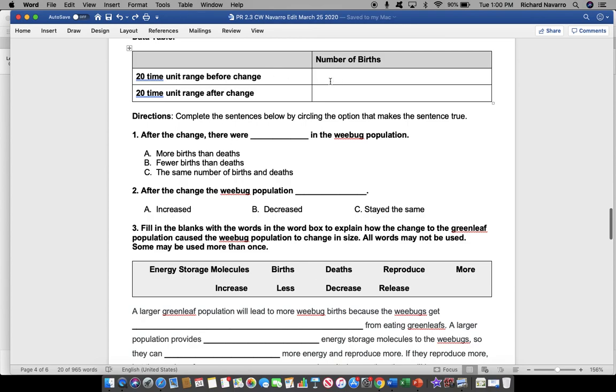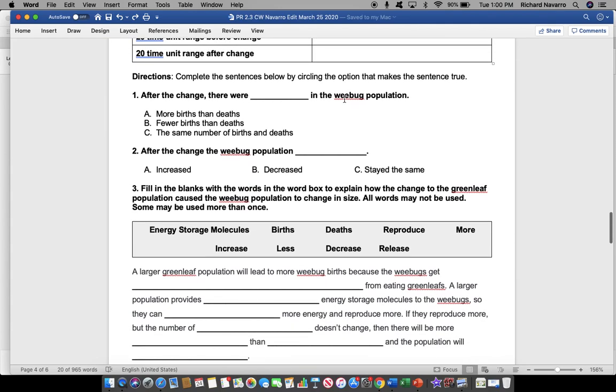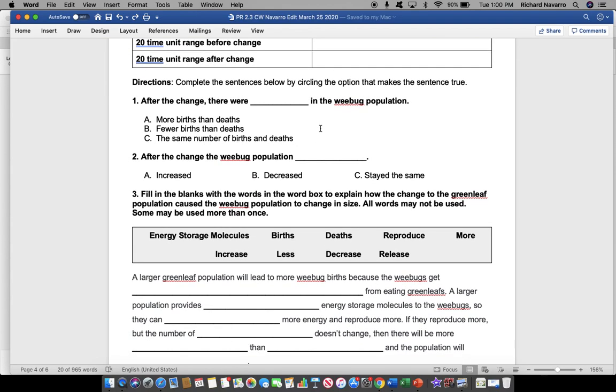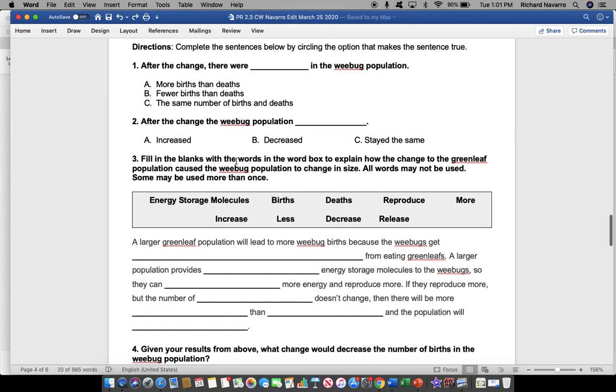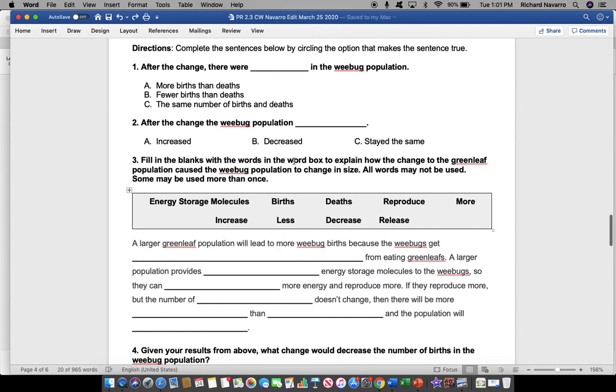So here is where you would put your number of births, and then we would have our number here after we've done the change. So after you've run this experiment and observed it a couple of times, go ahead and answer the following questions on your Google form. After the change, there were more births than deaths, fewer births than deaths, or the same number of births and deaths in the wee bug population. After the change, the wee bug population increased, decreased, or stayed the same.